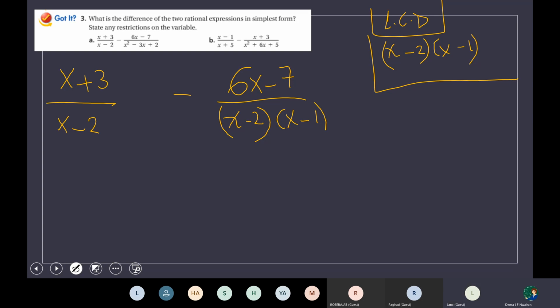What do you have to do now? We will multiply by x minus 1. We multiply here by x minus 1. Shall we multiply the numerator also? Yes. What about the second one, this rational expression? We will factorize it. It's factorized.